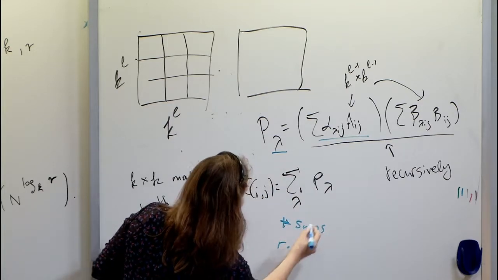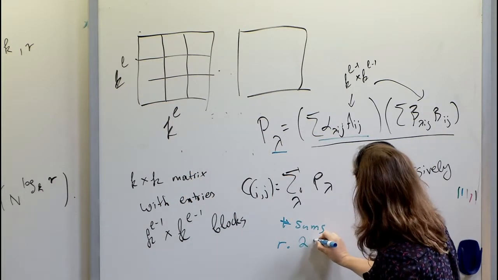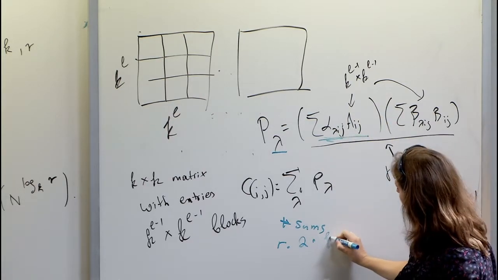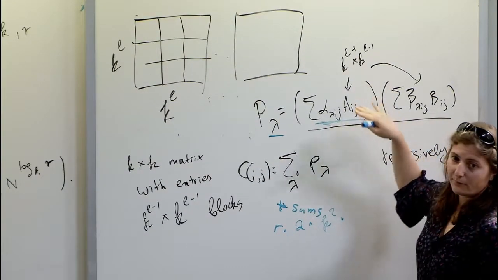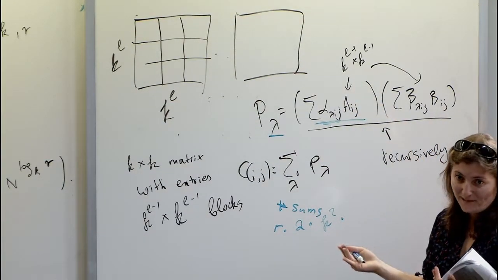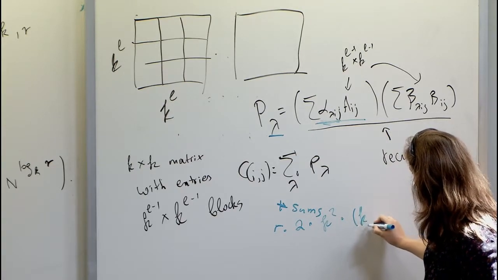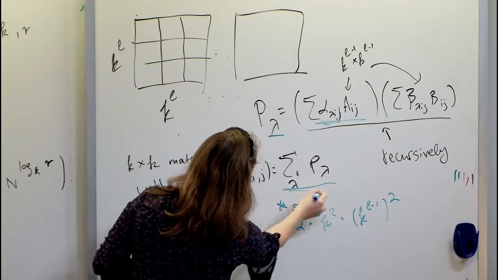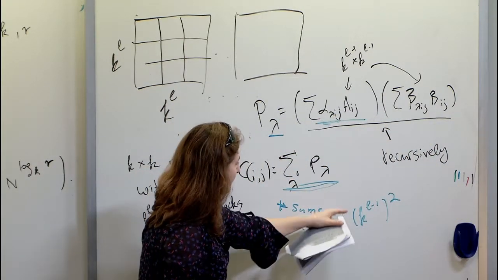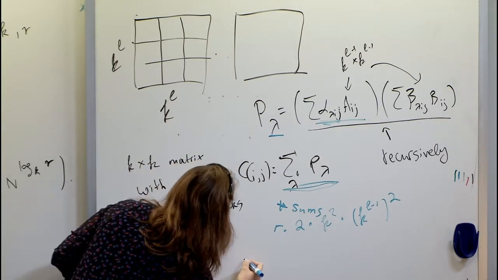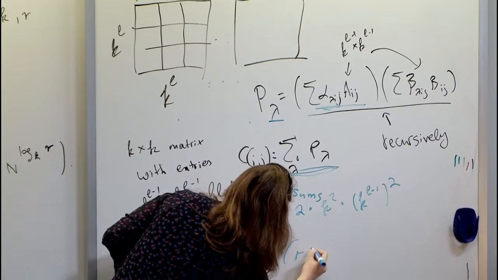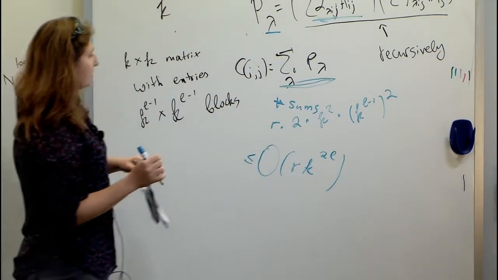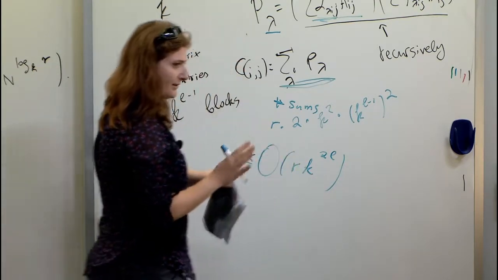Number R products, then we have two of these to take care of. There's at most k squared sums of a_ij, and summing the entries of a k^(L-1) by k^(L-1) matrix is this squared. And then finally I have to do these sums, which is also R times k^(L-1) squared. So the number of sums is order R k^(2L). But R is a constant for our purposes.